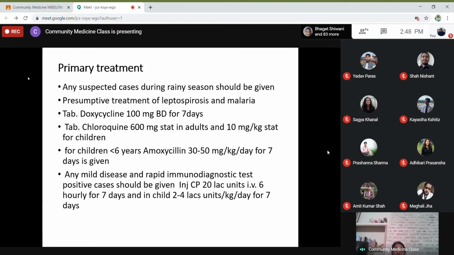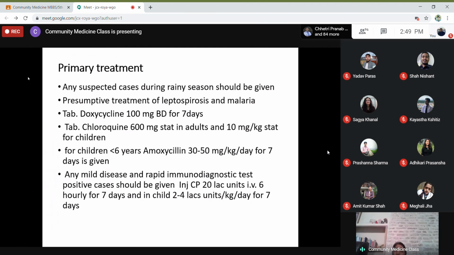So the primary treatment is for any suspected case during the rainy season. If you suspect a case, give it. That is why the focus is not so much on the lab diagnosis, because it does not change your line of treatment too much, unless, like I said, you want to document that it is a case of leptospirosis. So in warm, humid, tropical countries, in the rainy season, when you get patients with fever with chills, and you also see jaundice, you start treating them for both leptospirosis as well as for malaria. So presumptive treatment is carried out for leptospirosis and malaria.